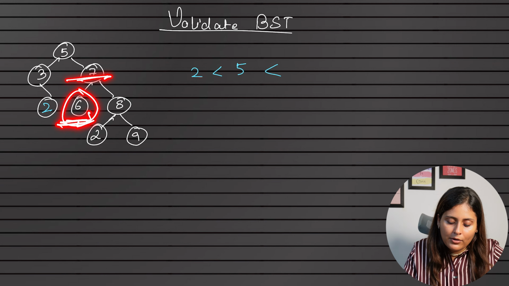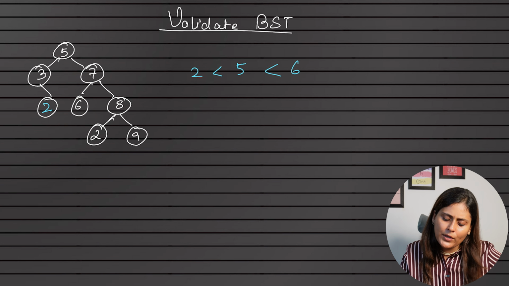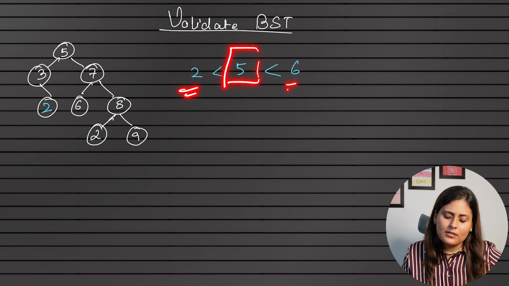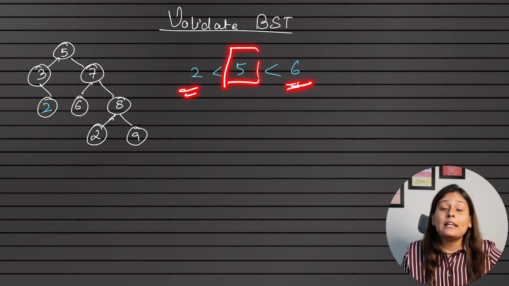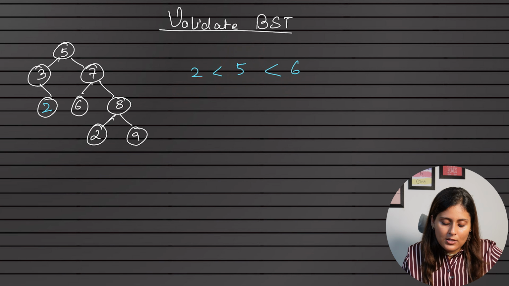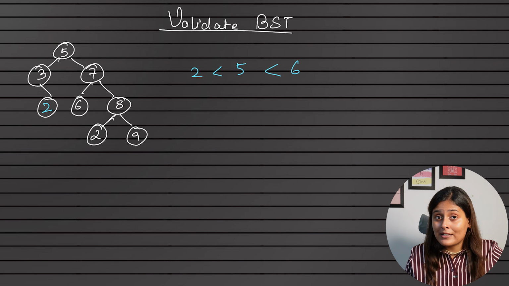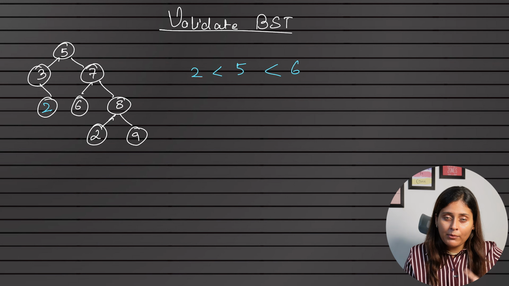So 6 is a minimum value and we'll fill this. So now we'll get to know that 5 is greater than 2 and lesser than 6. It means yes, this 5 is actually following the rule of binary search tree. Okay, now we'll move to the next node.